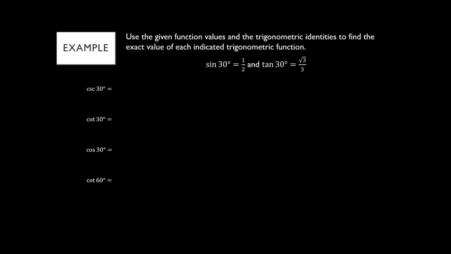So we will start with cosecant of 30 degrees. So cosecant is the reciprocal of sine. So that's 1 over the sine of 30 degrees. So if it's the reciprocal of sine, and sine is 1/2, then this is going to be equal to 2 over 1, or just 2.